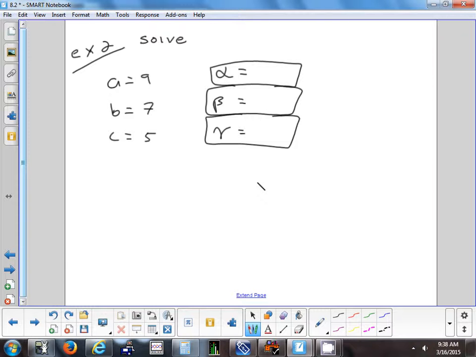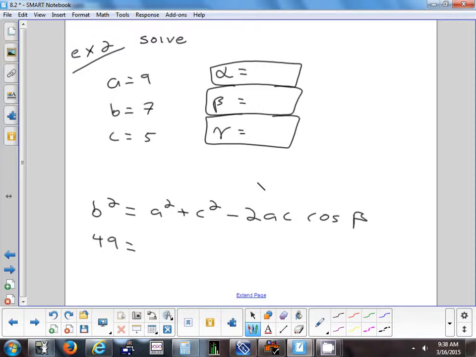Let's find alpha. Actually, you know what? Did we find alpha in the last one? Yeah, let's do beta then. It's not any harder, but just to try something different. Brandon, how does the law of cosines start out to find beta? B squared? Yeah, let's just write it down. And you're going to fill in every side. Okay, and let's do some of it as we go. So b squared is 49. A squared is 81. C squared is 25.